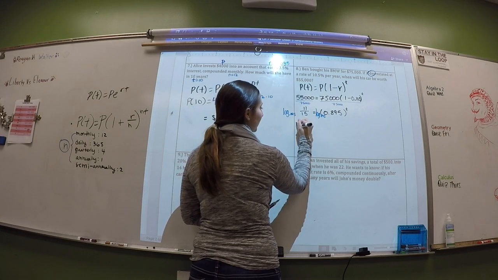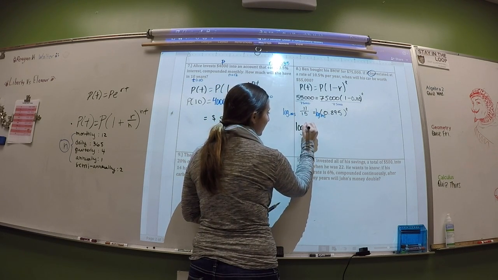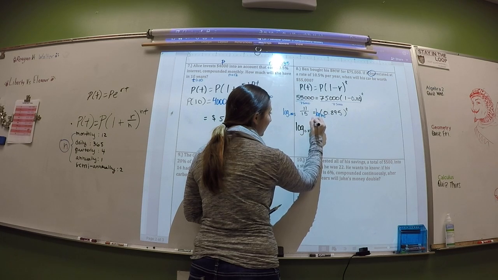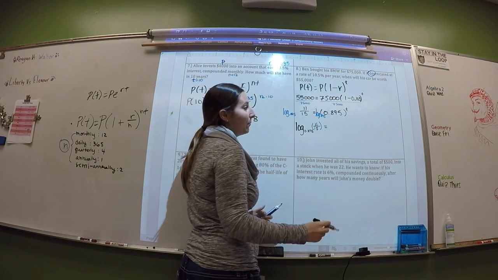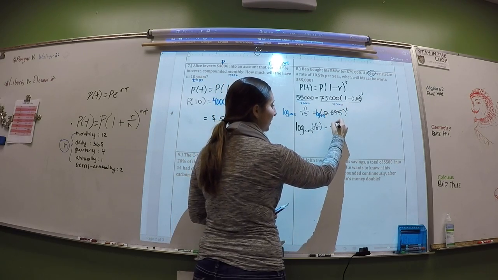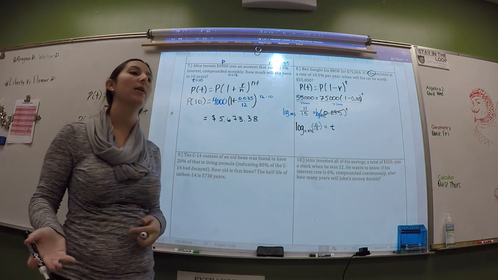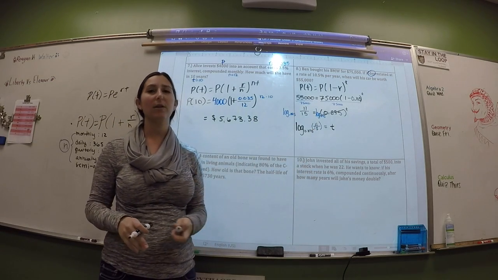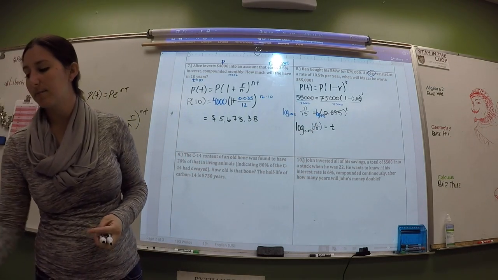So on the left, I have log base 0.895 of 11 over 15. And then on the right, this log and this base cancel, and I get t, which is what I'm trying to solve for. So that means basically I'm done. I just need to type in this on my calculator and see what that actually is.